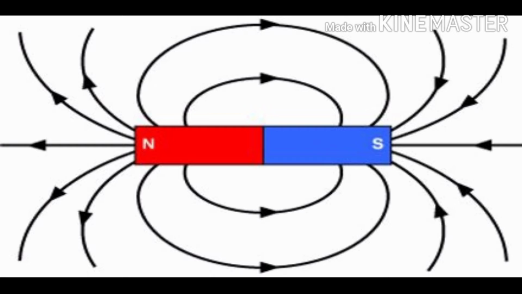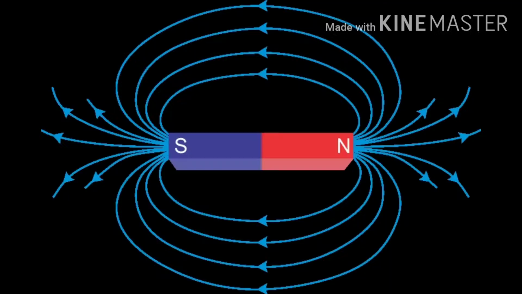You all know north pole and north pole will repel each other because they are like poles, whereas north pole and south pole will attract each other. So this is the magnetic field created along the magnet. You can see that the magnetic lines of force are coming from the north and going inside the south pole, right?